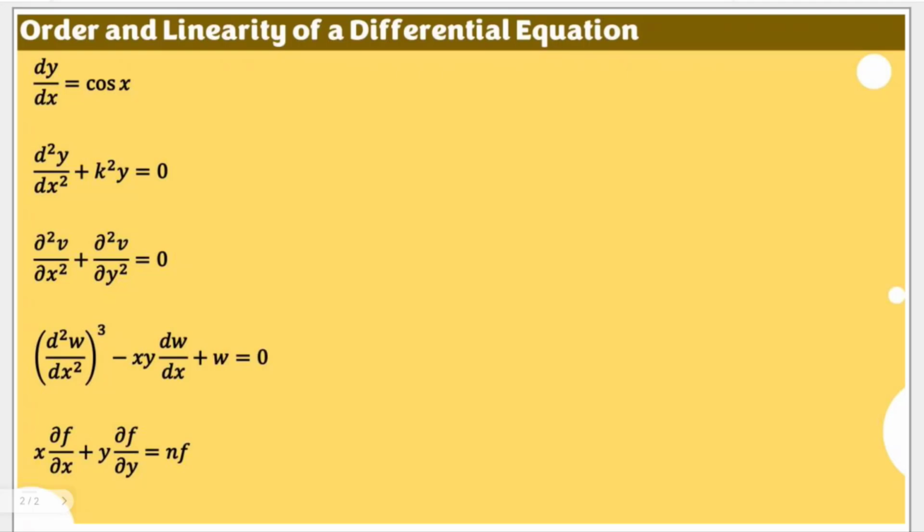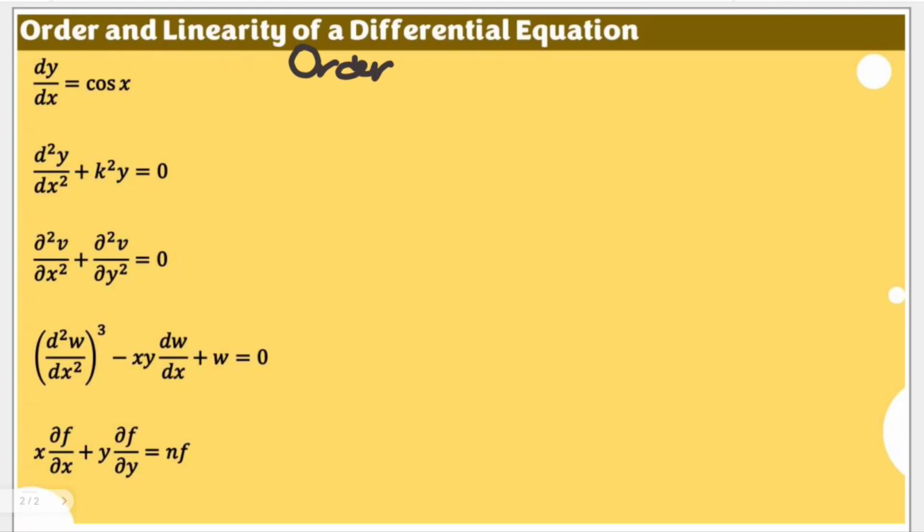Hello again. This time we are going to focus on the order and linearity of a differential equation. We are still on the chapter Introduction to Differential Equations. So here, for each of these five different differential equations, let's try to determine the order for each and the possibility of linearity. Let's start with the order of each of the following differential equations.